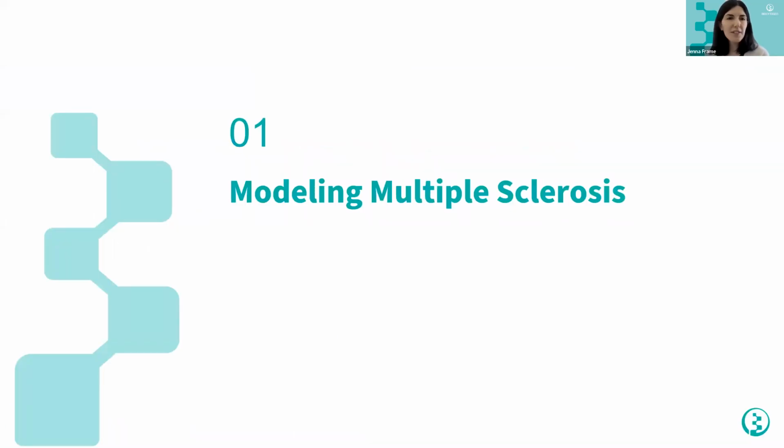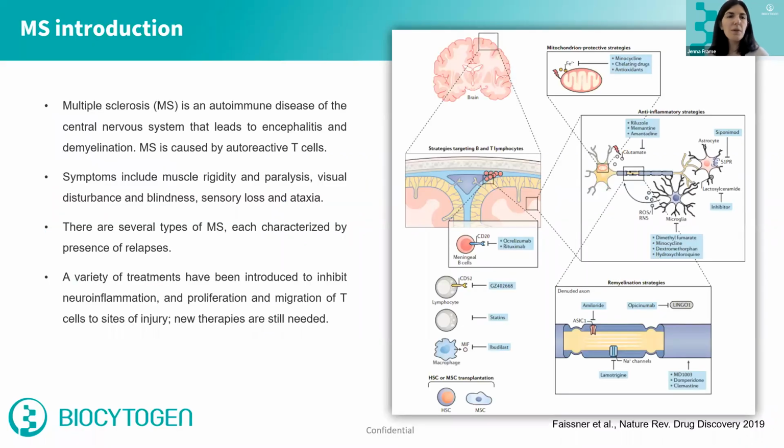So the first disease that I'm going to introduce today is modeling multiple sclerosis. As a brief overview of this disease, multiple sclerosis, or MS, is a chronic inflammatory disease of the CNS that leads to encephalitis and demyelination. MS is caused by autoreactive T cells and results in symptoms such as muscle rigidity, paralysis, visual disturbance and blindness, and sensory loss, as well as ataxia. Different types of MS can be characterized by the presence of relapse or progressive disease.